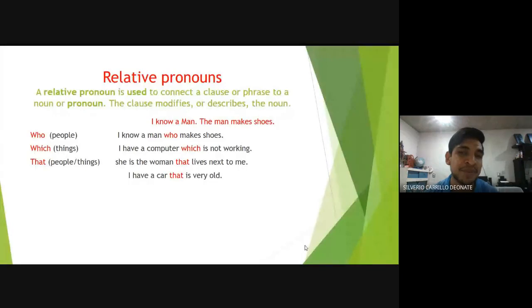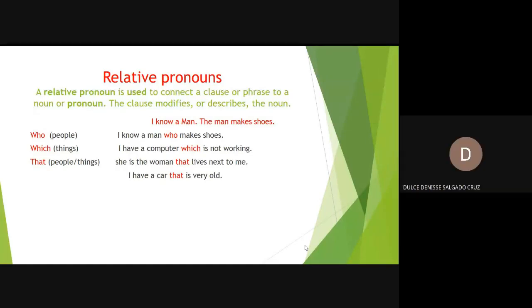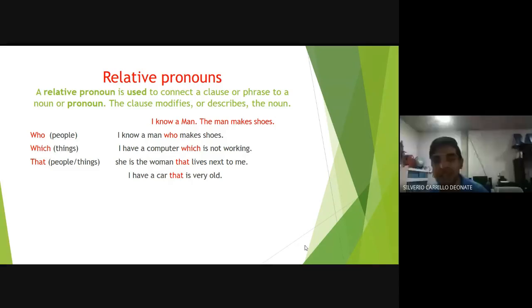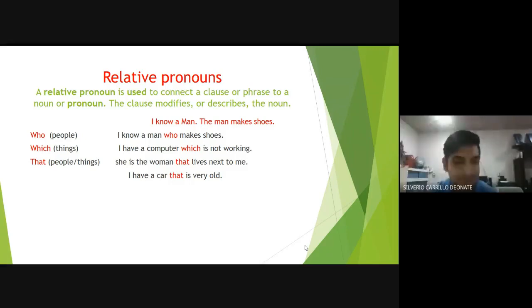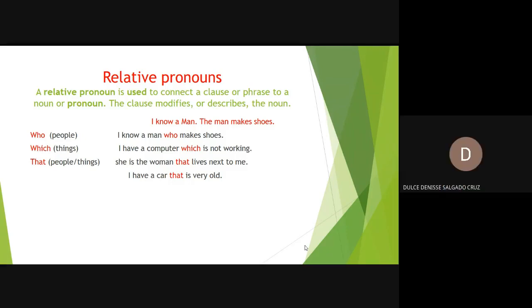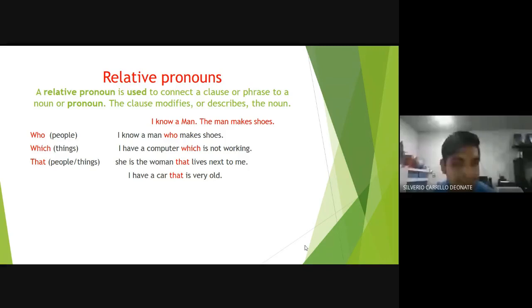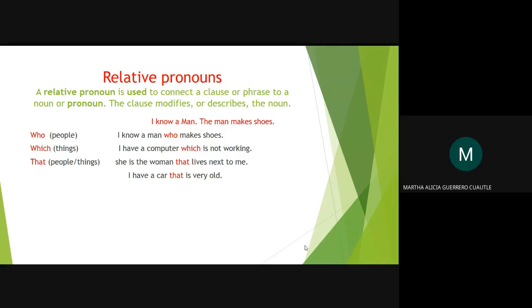She is the girl that loves me so much. Ella es la chica que me ama mucho. Yes, it should be. Sí, sí, sí. She's the girl that loves me so much. Already correct? Sí, okay. Thank you. Okay, good. You're welcome.